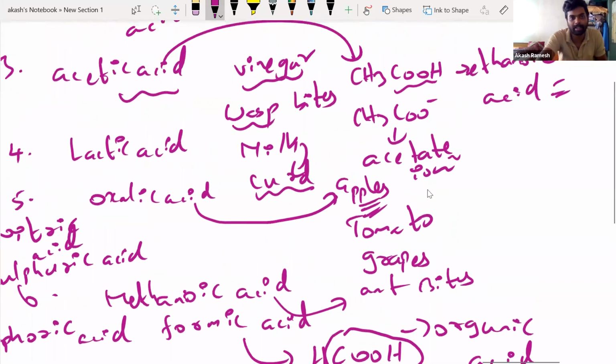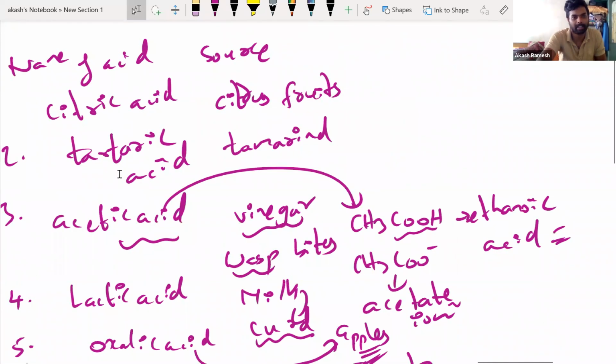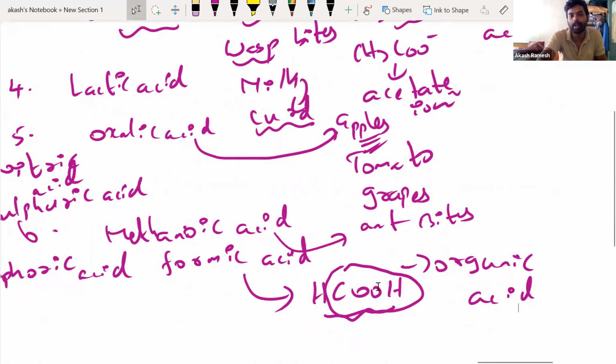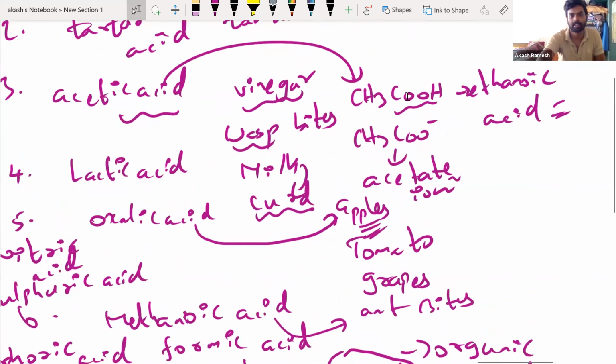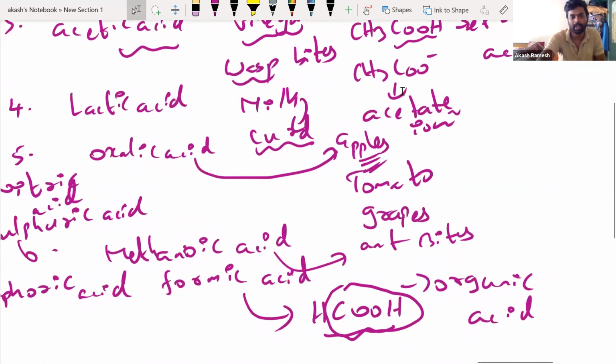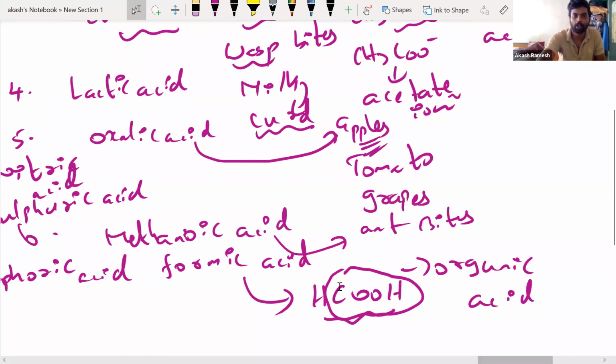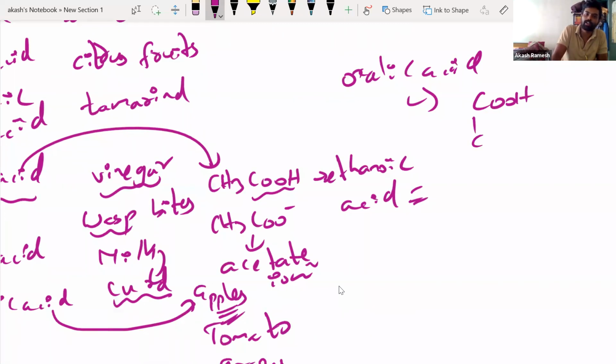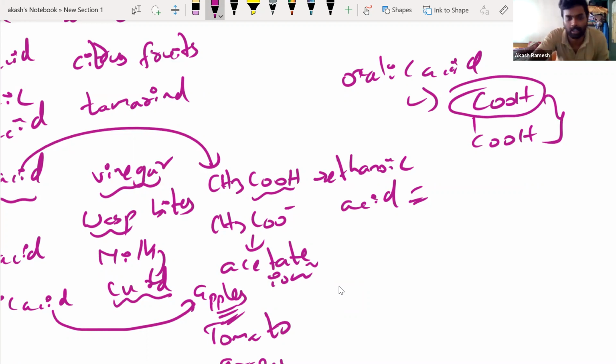Now, what you will see is that in all of these, citric acid, tartaric acid, lactic acid, oxalic acid, all of them will contain the COOH in common. You can see COOH is there in acetic acid also, and in formic acid also. If you want to know the formula for oxalic acid, you don't have to remember it, but the formula is like COOH, COOH. So what you have to understand is that the moment you find the COOH coming, it's an organic acid.